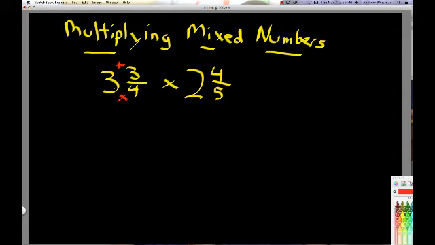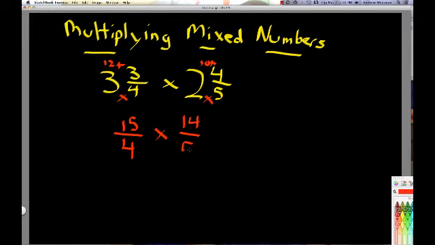So it's 4 times 3, which is 12, and 12 plus 3 is 15. And then we take that and we put it over our denominator. So now we have 15 fourths. And we copy the multiply sign, and we follow the same process for the second number. We take the denominator, we multiply the whole number, 5 times 2, which is 10, and then we add the numerator, 10 plus 4, which is 14.